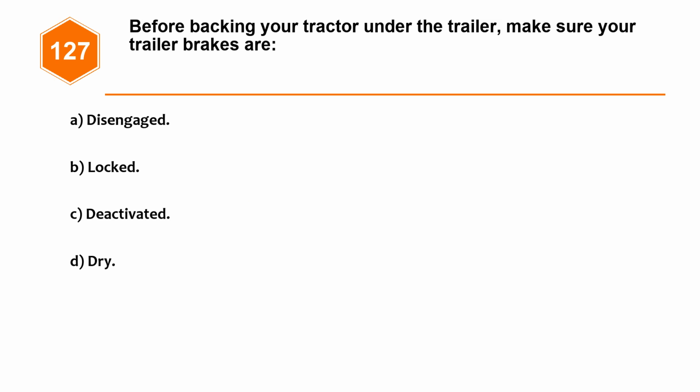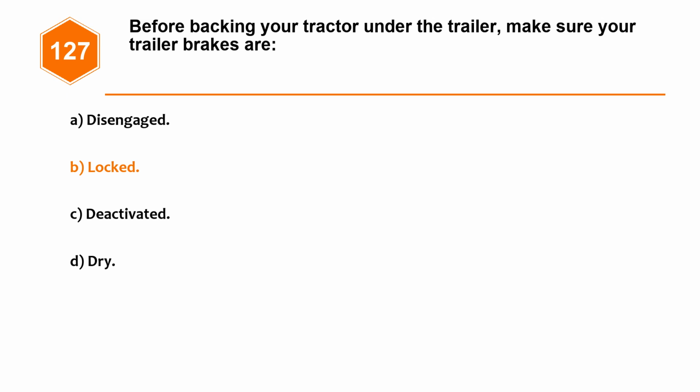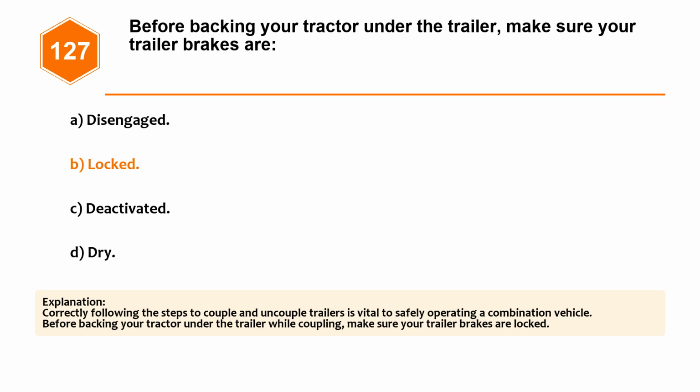Question 127. Before backing your tractor under the trailer, make sure your trailer brakes are Option A, disengaged. Option B, locked. Option C, deactivated. Option D, dry. The correct answer is option B, locked. Explanation. Correctly following the steps to couple and uncouple trailers is vital to safely operating a combination vehicle. Before backing your tractor under the trailer while coupling, make sure your trailer brakes are locked.